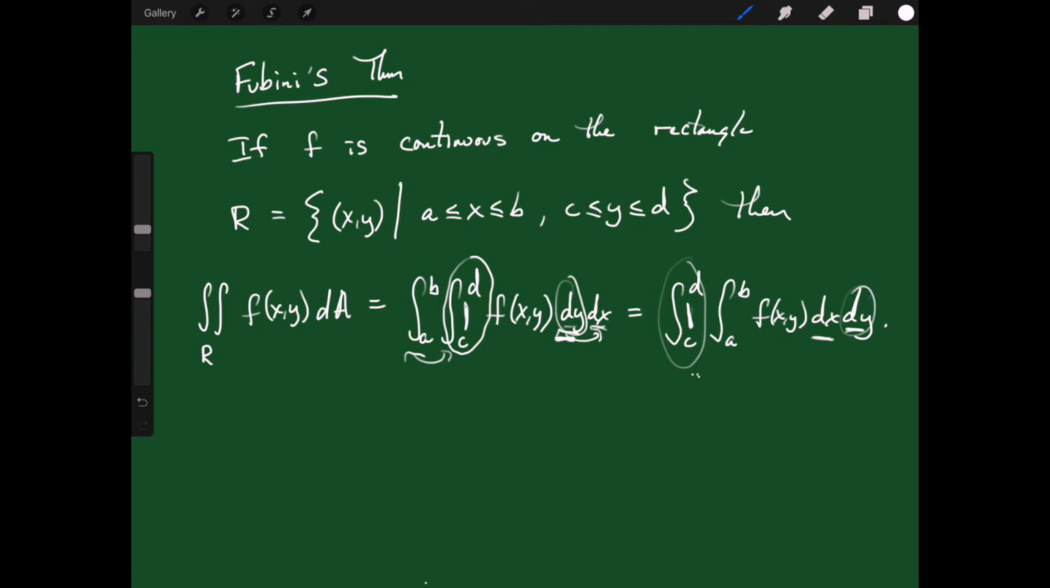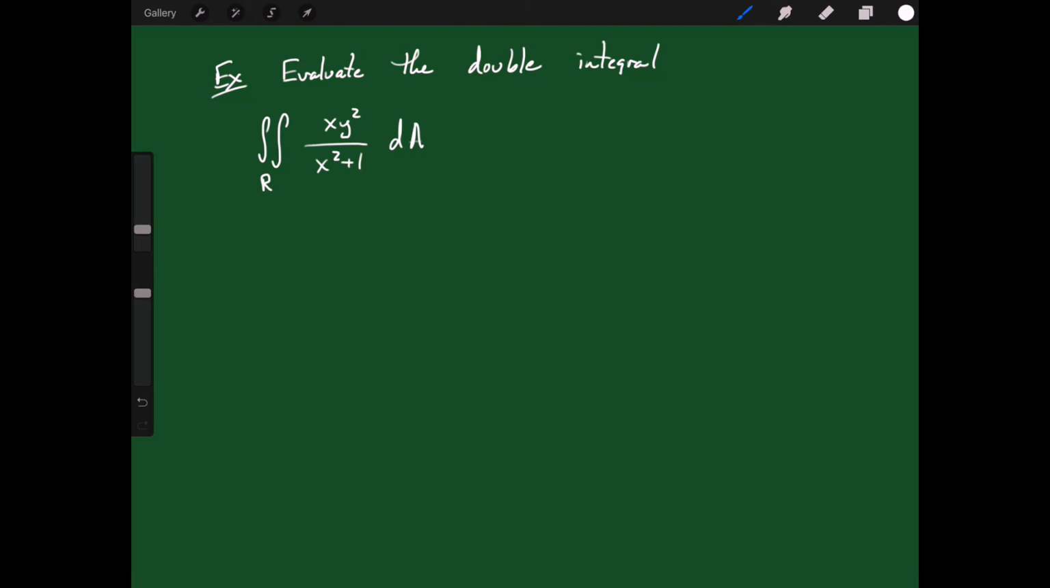Okay, let's do another example. Let's evaluate the double integral over R of x y squared divided by x squared plus 1 dA, where the rectangle R is the set of all points (x, y) such that 0 is less than or equal to x is less than or equal to 1, and -3 is less than or equal to y is less than or equal to 3.